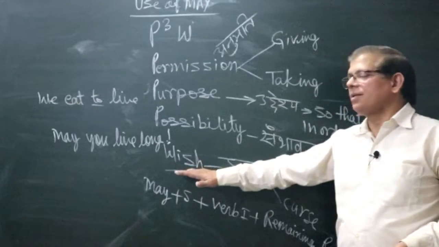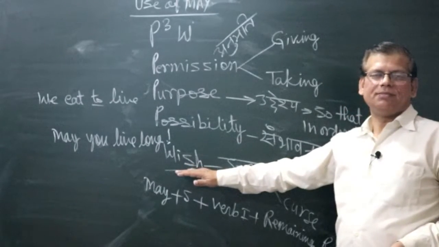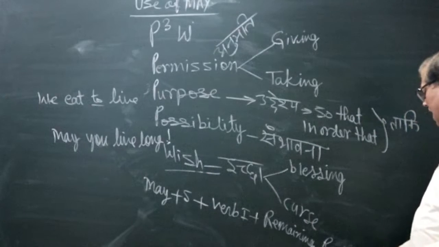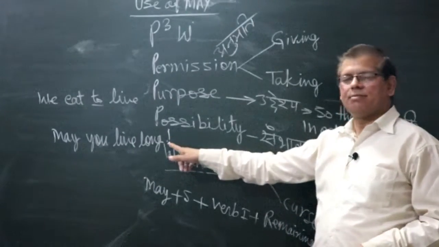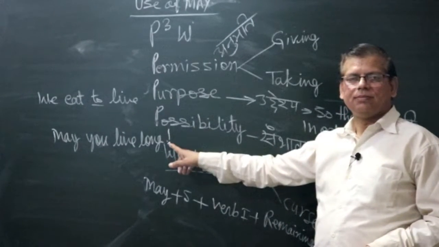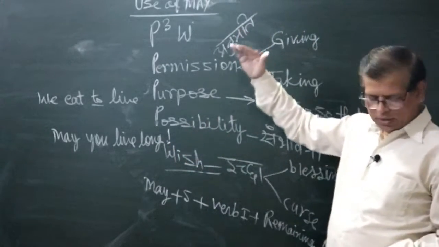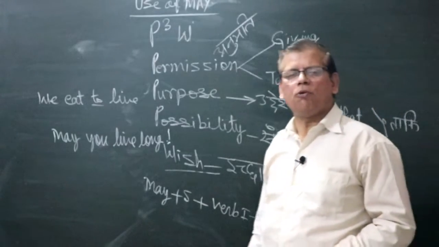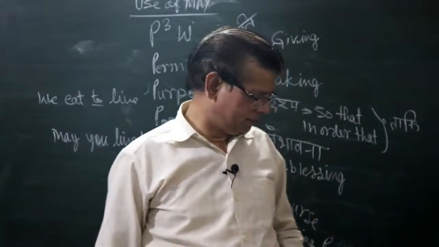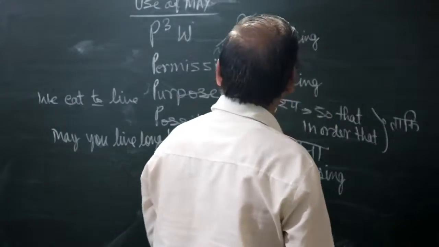When there is a wish, at the end there is a sign of exclamation. So this is the use of may. Now we are taking the past forms of may and can.